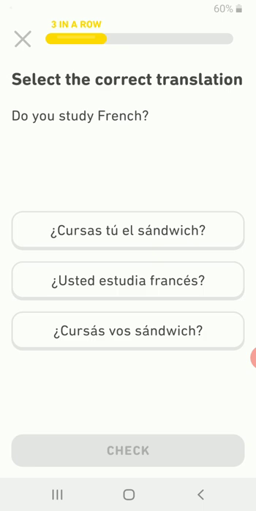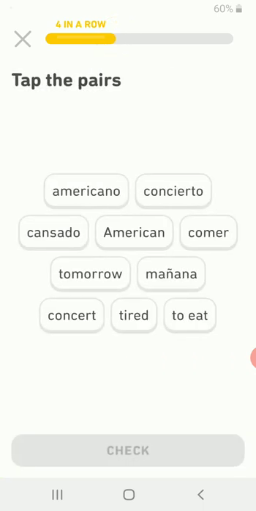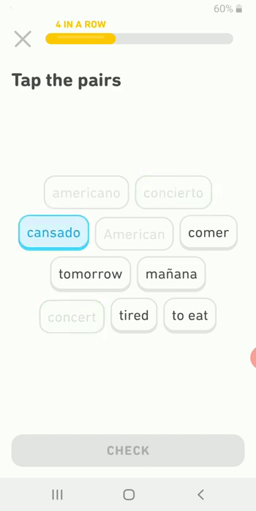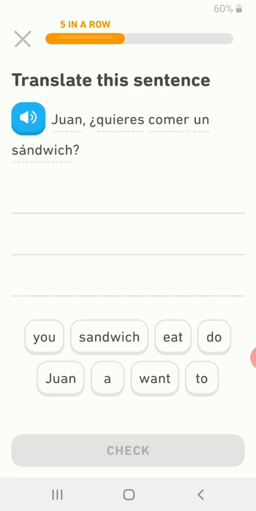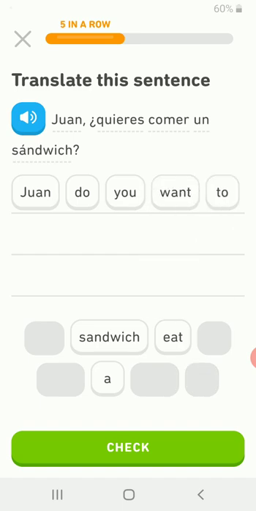Do you study French? ¿Usted estudia francés? Now let's pair up the words. Americano, American. Concierto, concert. Cansado, tired. Comer, to eat. Tomorrow, mañana. Juan, ¿quieres comer un sándwich? So this is a question to Juan. Juan, do you want to eat a sandwich?